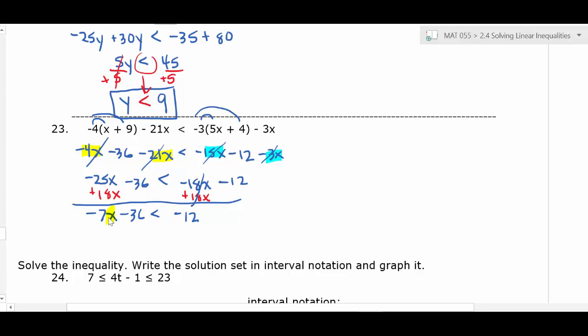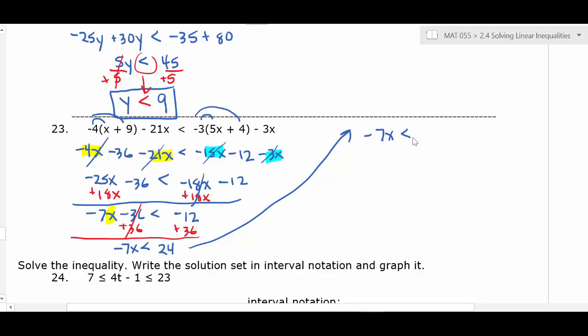Okay, now what you're trying to do is isolate x. So what you want to do is add 36 to both sides. Okay, when we do that, that goes to 0. So negative 7x is what's left on this side. And then 36 minus 12 is 24. So we're down to this point. Okay, so now we have one more step that we need to do to complete the problem.